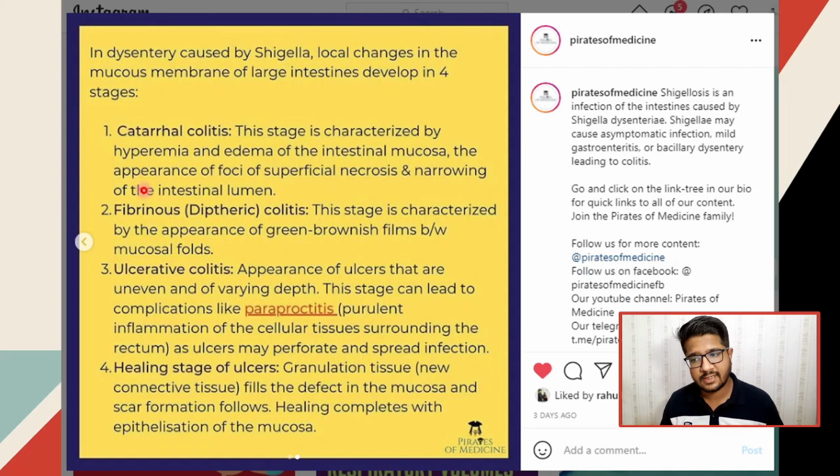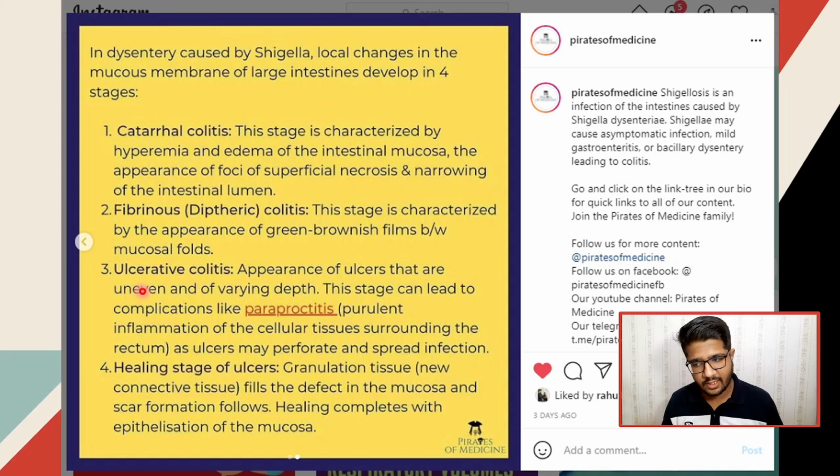Then we have the second stage which develops after this, the fibrinous colitis or the diphtheric stage. In fibrinous colitis, the characteristic appearance is greenish brownish fibrin films. These fibrin films accumulate over the mucosa of the intestine. This is characterized in fibrinous or diphtheric colitis.